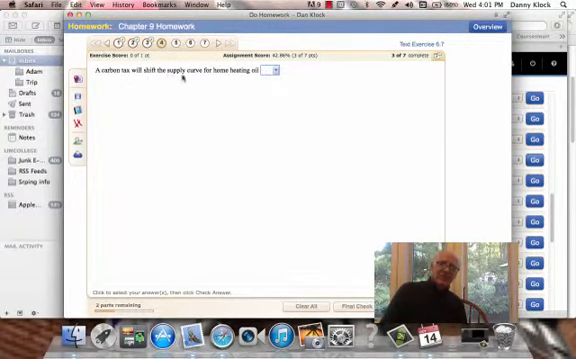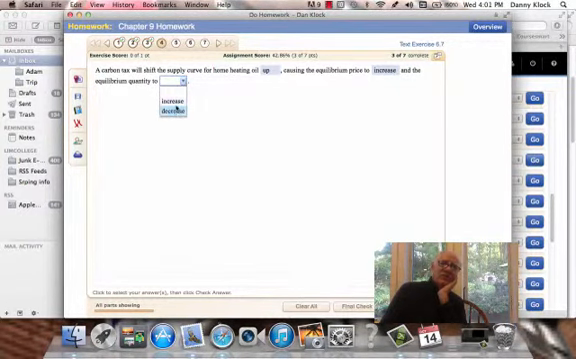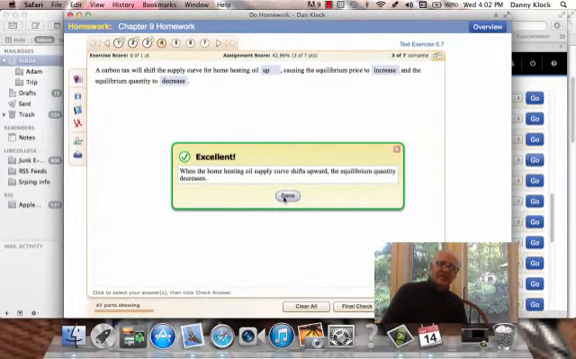Let me check this. Yeah, great. And it explains a little bit more to you if you want to read these things. By causing the equilibrium price, and again, if supply shifts to the left, of course, that's going to increase the price. Look at supply and demand. Well done. I love the positive feedback. And the equilibrium quantity will also decrease, because price goes up, people are going to be turning down their thermostats and not using as much home heating oil. Fairly, I think, straightforward stuff.